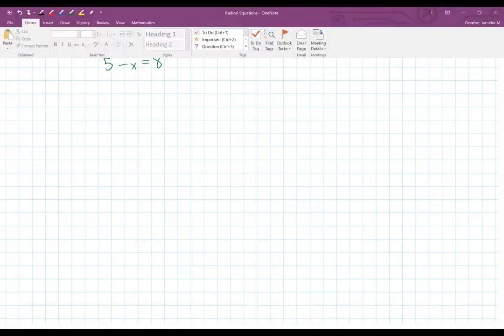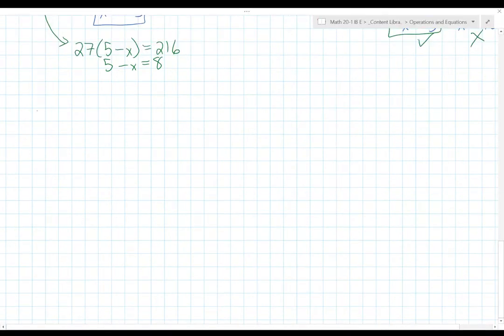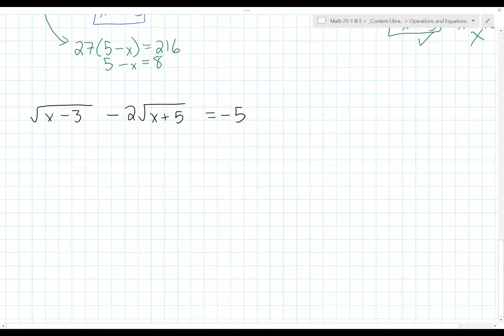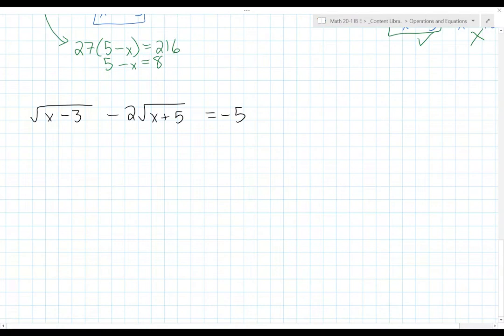And this is an example in which we have two radicals. So if I have the example, the square root of x minus 3 minus 2 times the square root of x plus 5 equals negative 5. Now the fact that it's equal to negative 5 is actually not a problem because we have 2 and I'm subtracting, so negative numbers are potentially going to exist. But if I just square both sides of the equation, because I have to distribute everything, I don't get rid of the square roots.